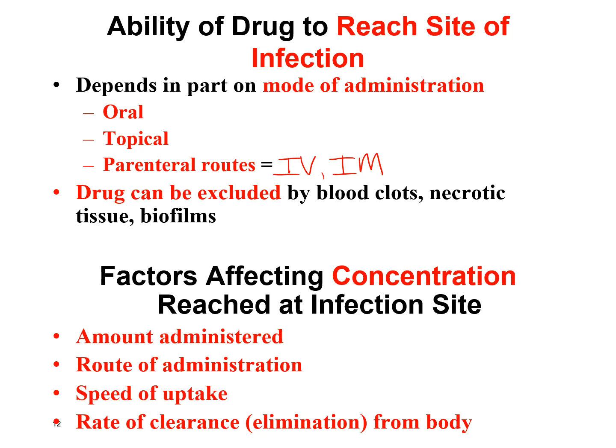There's a couple of factors that affect the concentration of the antibiotic that's reached at the infection site. So how much you're giving of the drug, the route that you're giving it, so maybe it's being given IV versus orally, the speed of uptake, so some drugs are taken up more rapidly than others, and also how fast it's eliminated from the body. That can also affect how often you're giving the drug, for example. So some drugs are cleared faster than others, so some you might have to be giving 3 times a day, whereas others you might only have to give once a day.